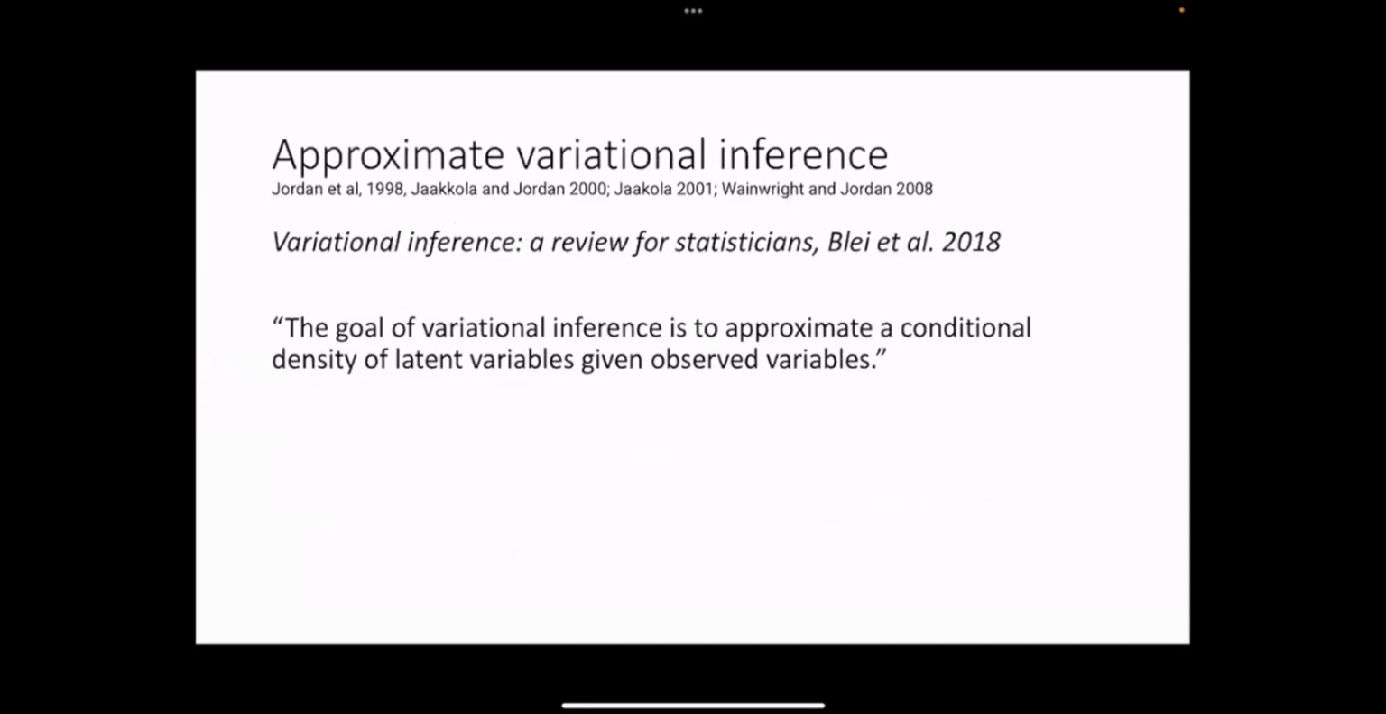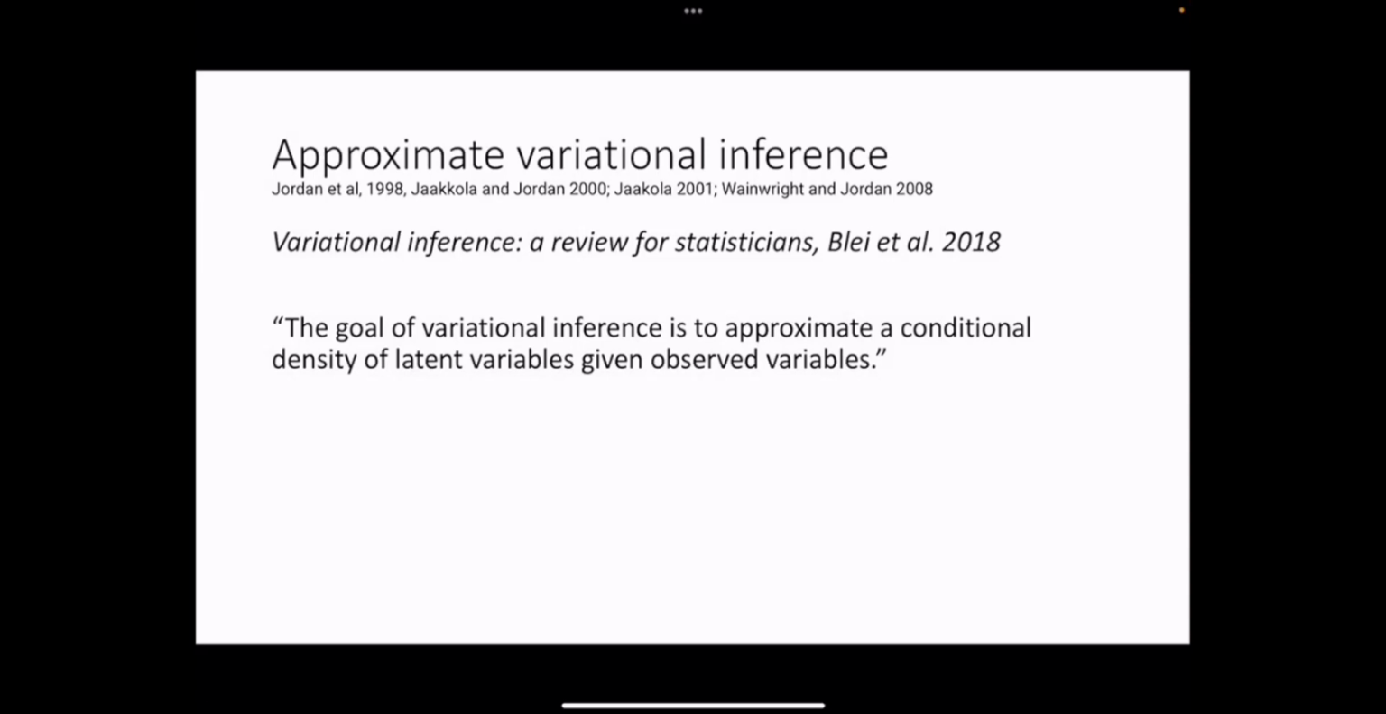Okay, so approximate variational inference. You should have all heard about this by now. There are many different papers and reviews about this. My personal favorite one is Variational Inference: A Review for Statisticians by David Blei and his colleagues in 2018. In that review paper, they state that the goal of variational inference is to approximate the conditional density of latent variables given observed variables.